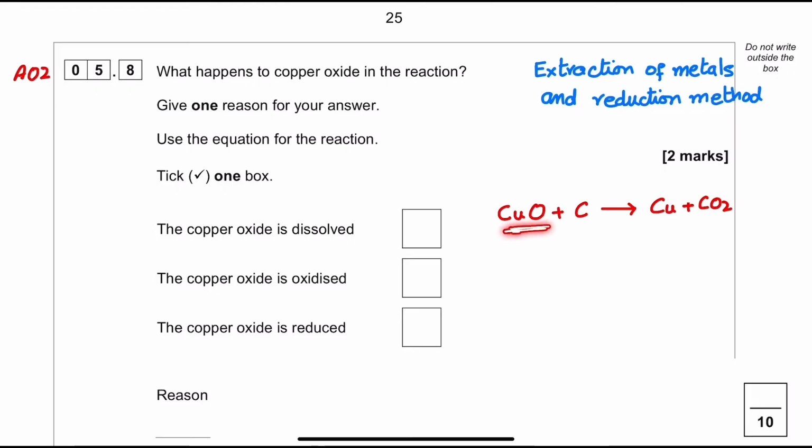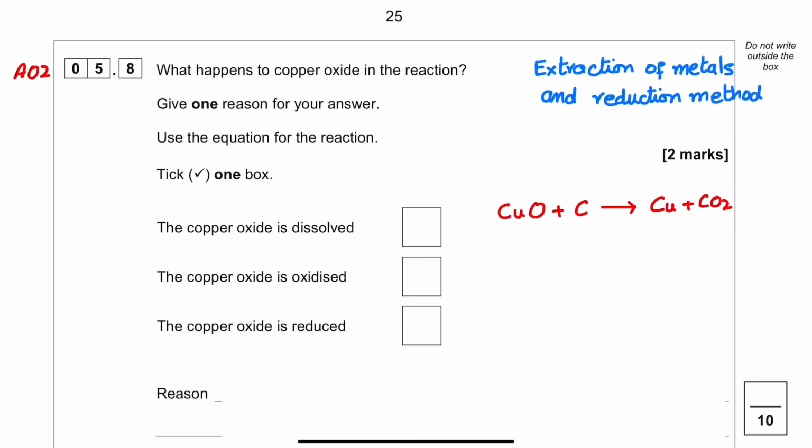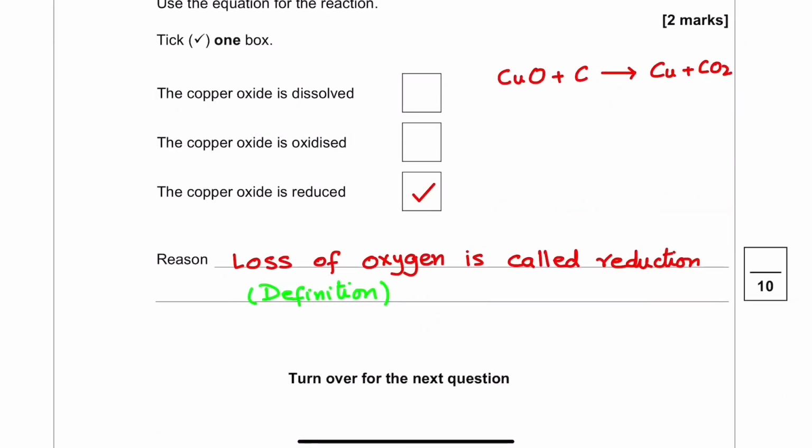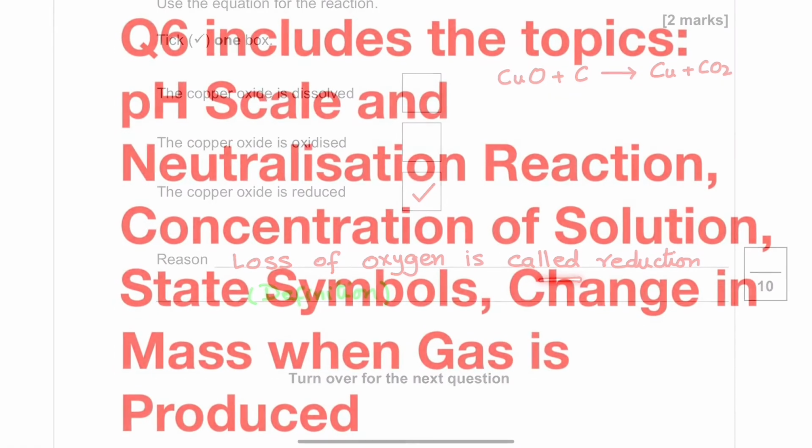Therefore, the oxygen has been removed from the copper oxide compound. As the result, we got copper and carbon dioxide. We can see the copper has lost oxygen, and the loss of oxygen is called reduction. So we will say that copper oxide is reduced. And the reason behind it is the copper oxide has lost the oxygen and reduced to copper. So the correct option is copper oxide is reduced. And the reason is loss of oxygen is called reduction.